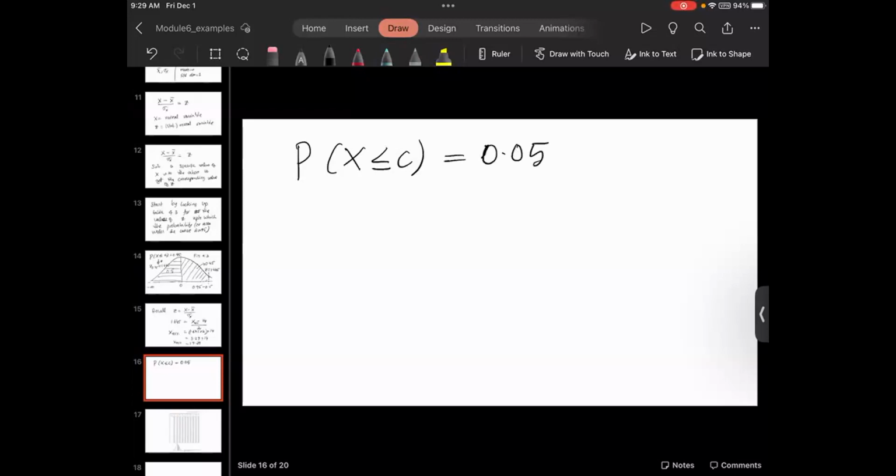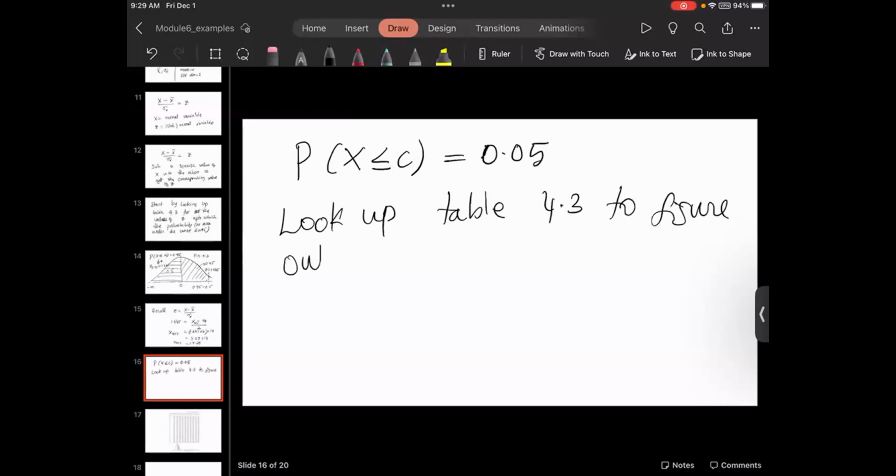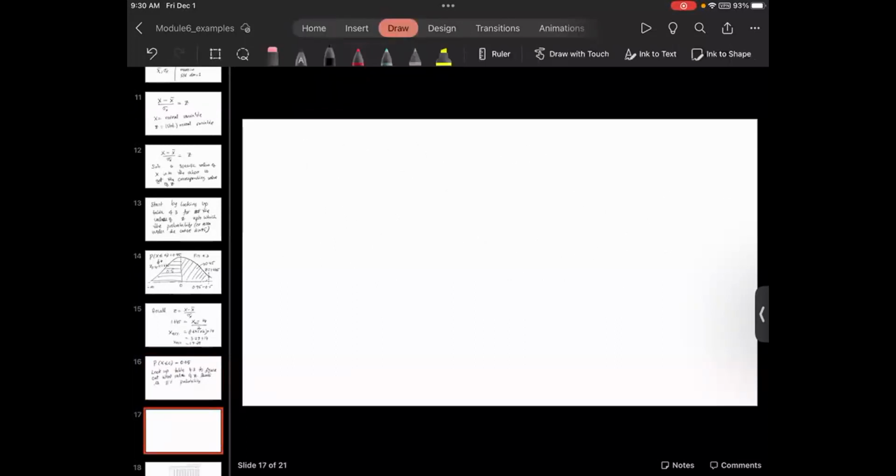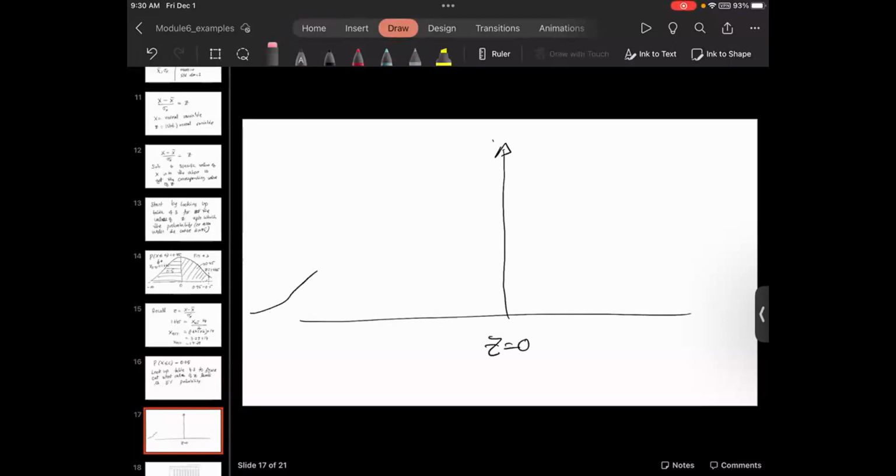So first, look up table 4.3 to figure out what value of Z leads to 5% probability. Now, before you do that, it's a little tricky. So let me draw a figure for you. Here is the standard normal distribution with Z equal to 0. Here is the bell curve.